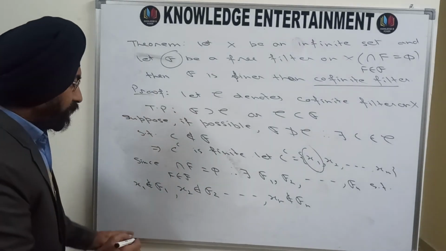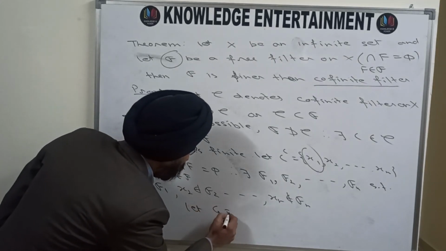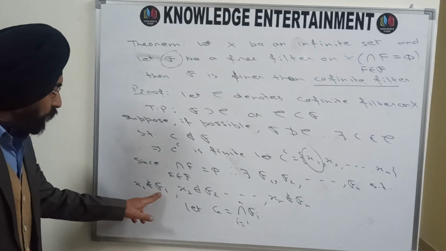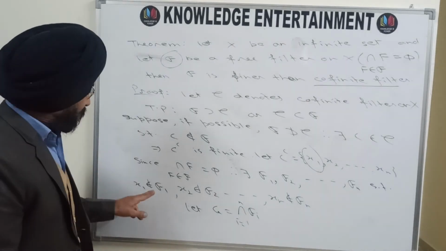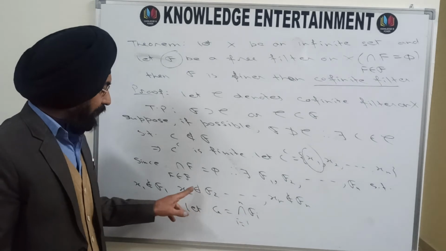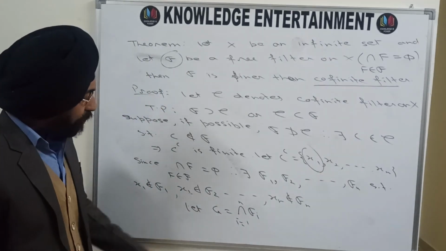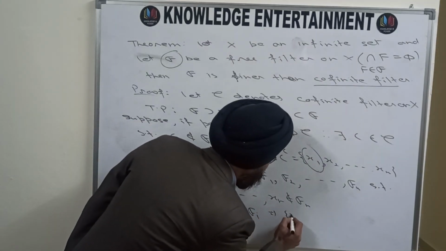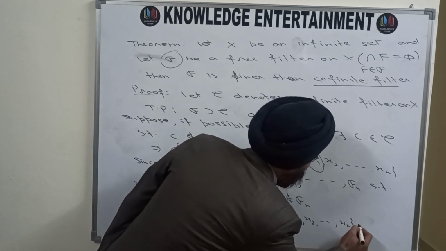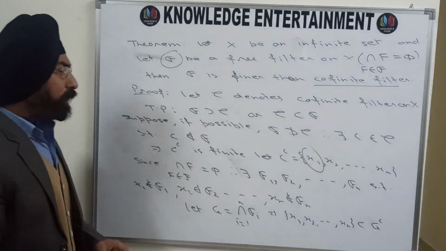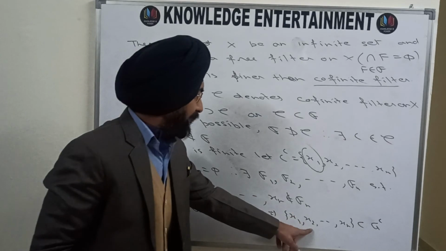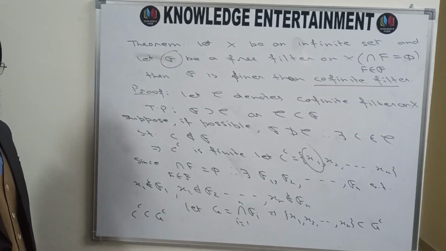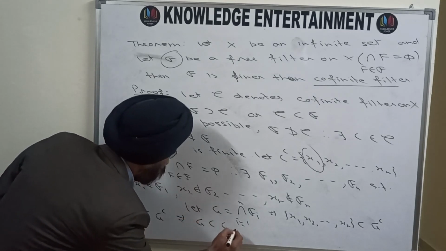So let G be the intersection of Fi, i varying from 1 to n. That means I am taking the intersection of F1, F2 up to Fn. x1 is not in F1, so x1 will not be there in the intersection. Similarly, x2 will not be there, and xn is also not there in the intersection. That means x1, x2, xn are not in G, but they will be in the complement of G. So this set, which is C complement, is a subset of G complement. Taking complement once again on both sides, G is a subset of C.